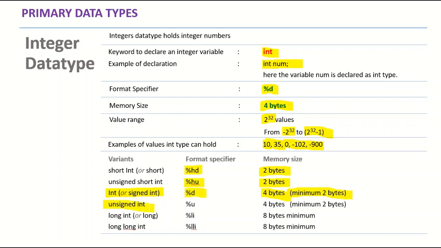Unsigned int. This is the unsigned version of int with format specifier %u, and it takes 4 bytes and minimum 2 bytes. Long int or long, format specifier is %li. 8 bytes are taken. That's the minimum value and the common value too. Long long int, %lli is the format specifier. This also takes 8 bytes minimum.